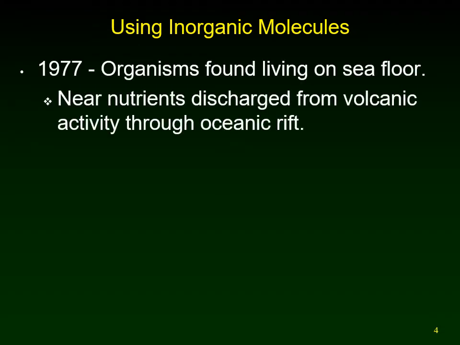So I'm going to start off talking about chemotrophs, chemosynthetic autotrophs. What they do is they synthesize organic molecules using carbon dioxide and inorganic molecules as energy sources as well. And it was first discovered in 1977 that there was a whole community based on these chemosynthetic autotrophs living at the bottom of the ocean.